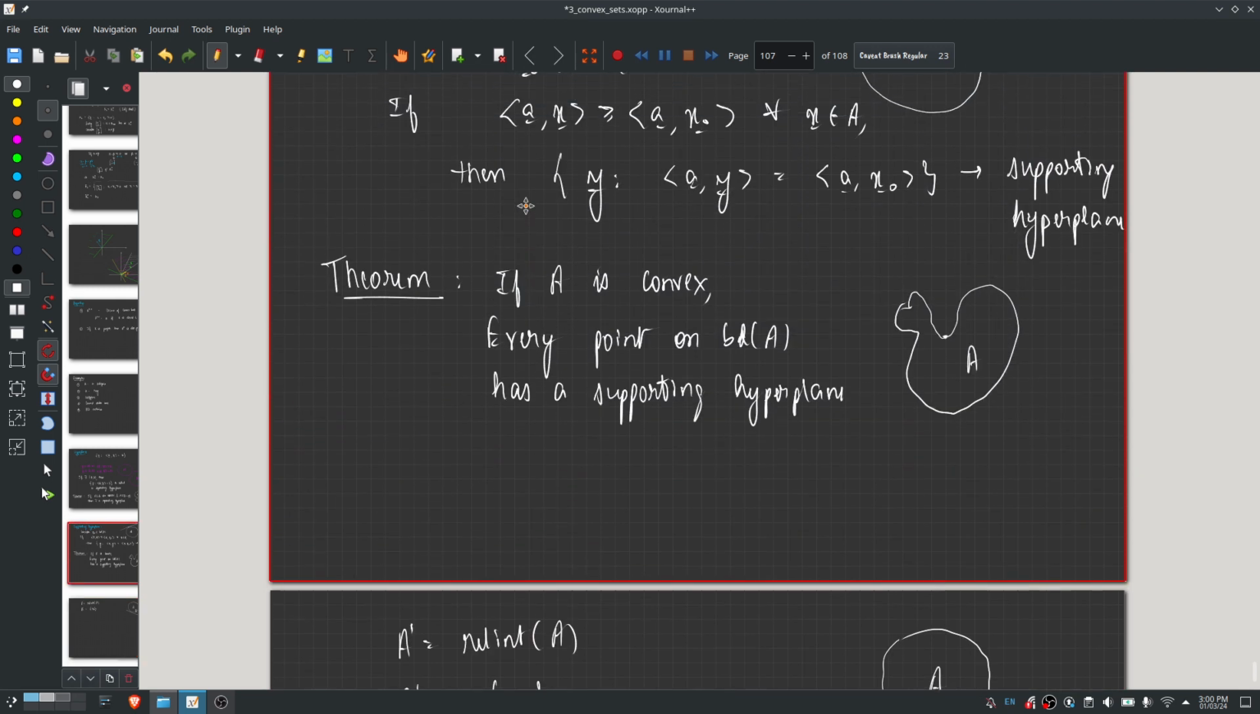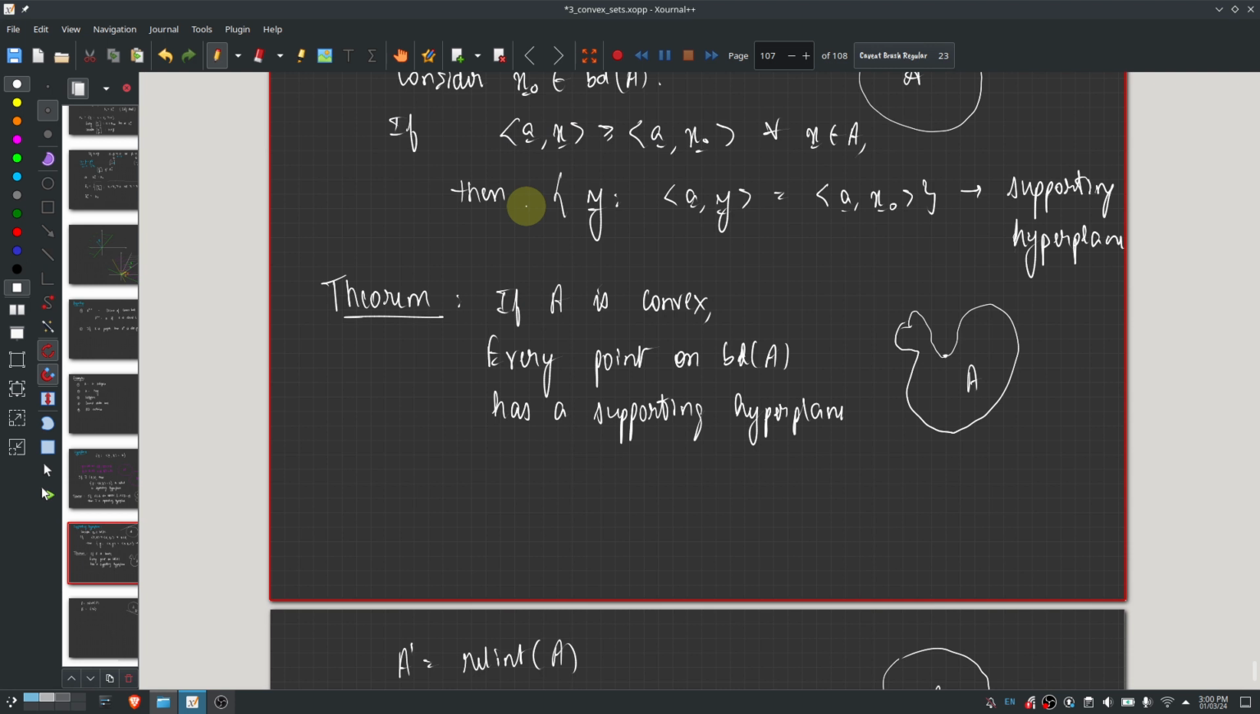Right. So that's a way to just prove this particular theorem. Okay. But the supporting hyperplane also gives you some geometric information. So for example, suppose I give you a polytope. How would I characterize a vertex of this particular polytope?